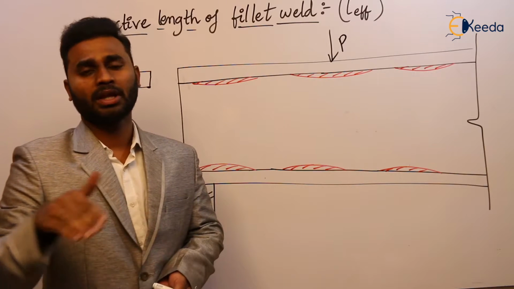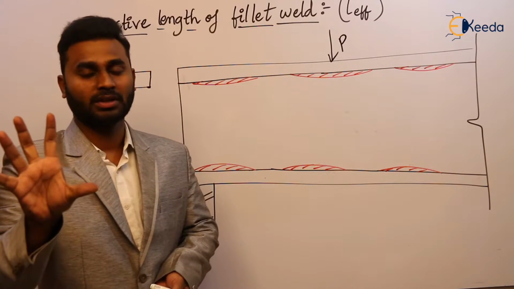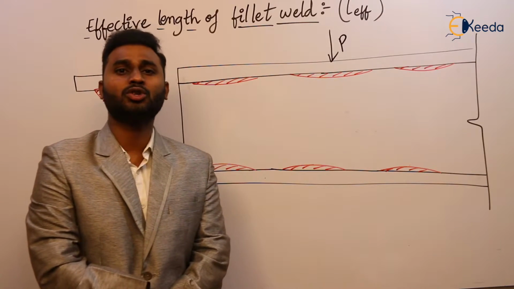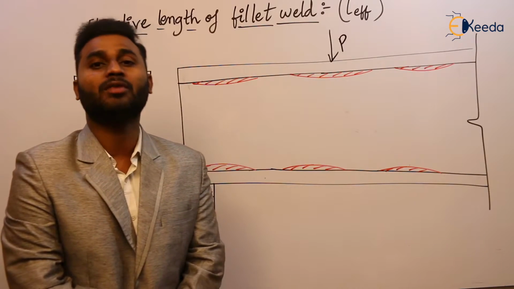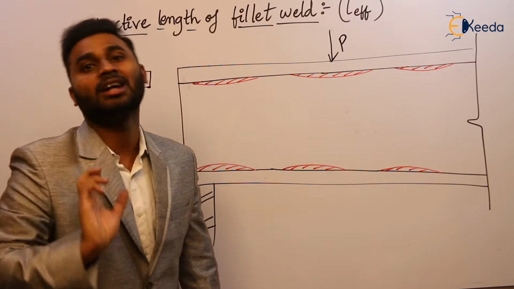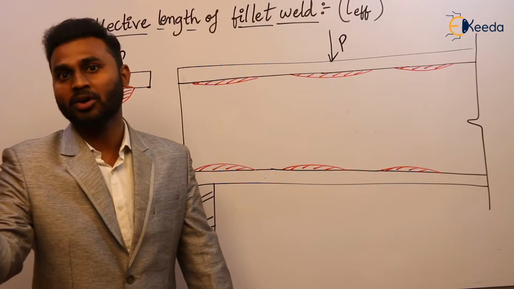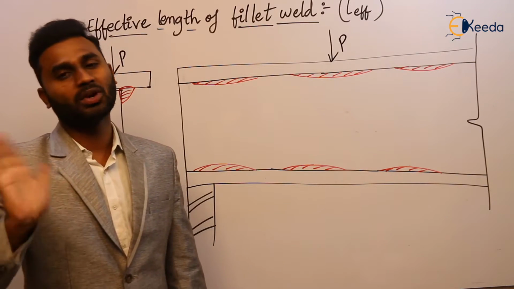If we provide more than that length, then of course it is safe. That is known as over-safe, but it is uneconomical. Being an engineer, we are not only supposed to provide a technically good design, but we have to provide an economical design also. So from the strength point of view, that much length only we have to provide. More than that is not required.